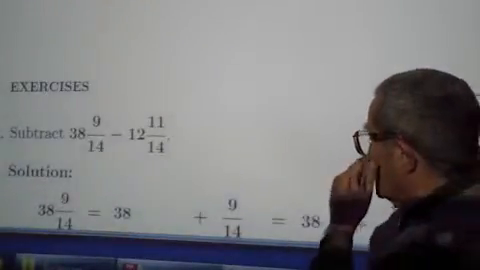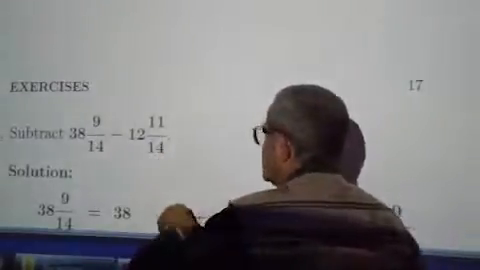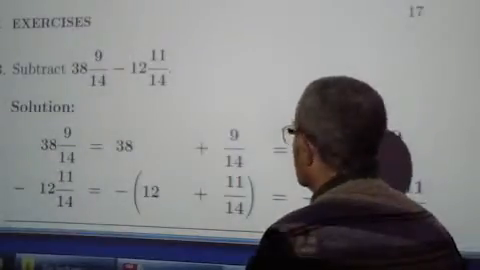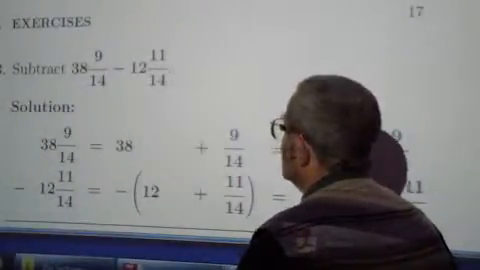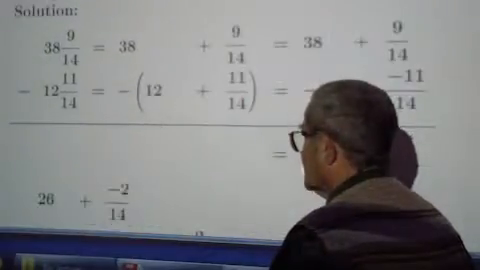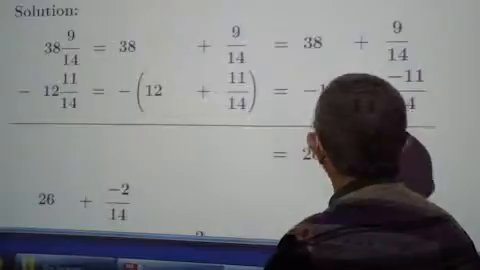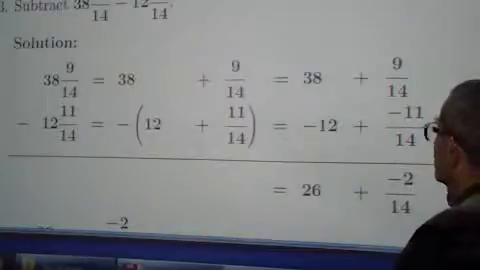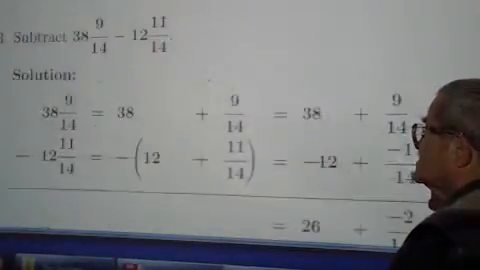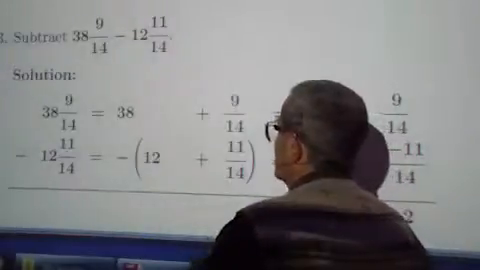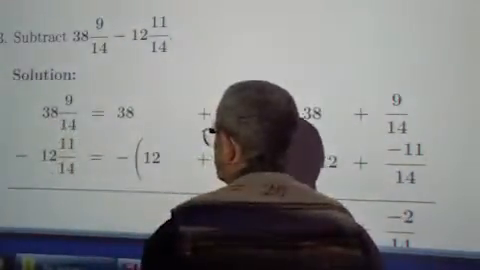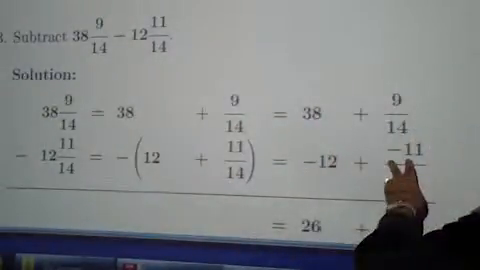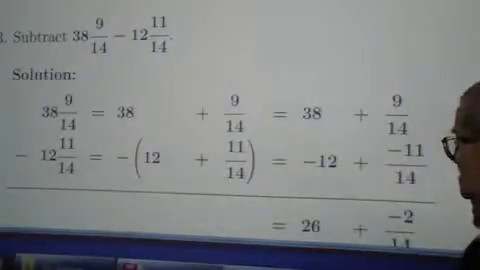Do a subtraction. First try to subtract the fractions. 11 from 9 is a negative number. So go back and redo that. Rewrite the 38. Okay, I see what I'm doing. I didn't go back and borrow from the 38. I have to subtract the 12 and the 11 from the 9. I do the subtraction. A negative number plus a positive number is a negative number.